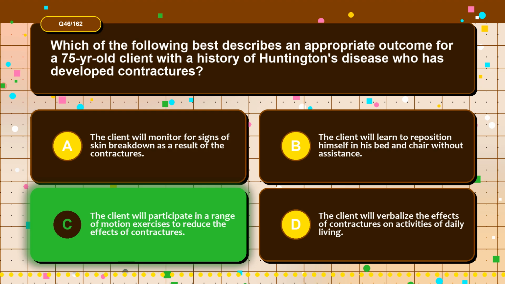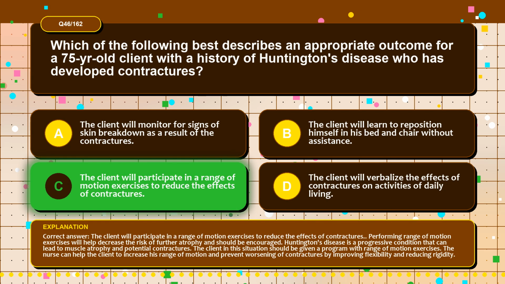The correct answer is option C. The client will participate in a range of motion exercises to reduce the effects of contractures. Performing range of motion exercises will help decrease the risk of further atrophy and should be encouraged.